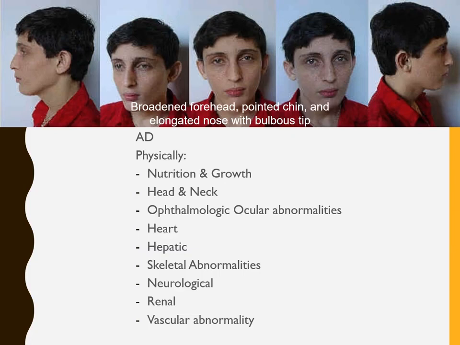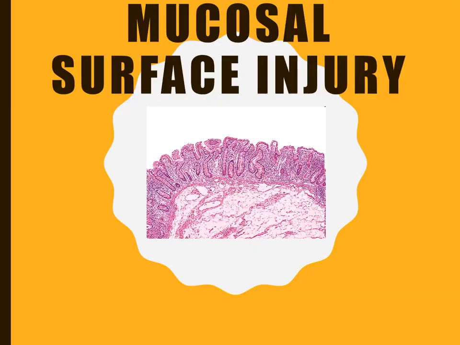During their eye exam, you can find posterior embryotoxon. If you auscultate their heart, you would hear a murmur of peripheral pulmonic stenosis. Skeletal abnormalities: if you do a spine X-ray for those patients, you might find butterfly vertebrae. Neurological-wise, they are not mentally retarded, but they have some learning disabilities in addition to renal and vascular abnormalities. So those are the features of Alagille syndrome.